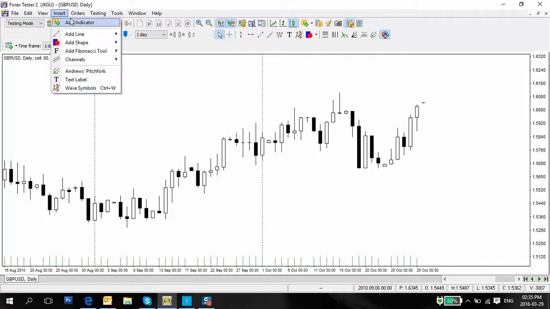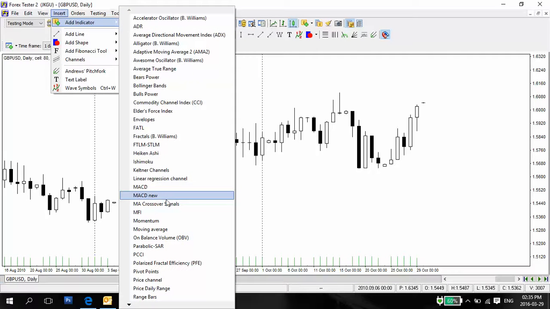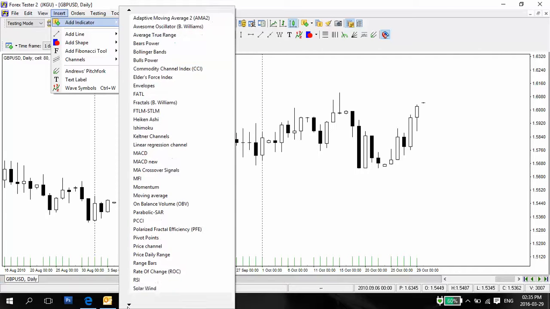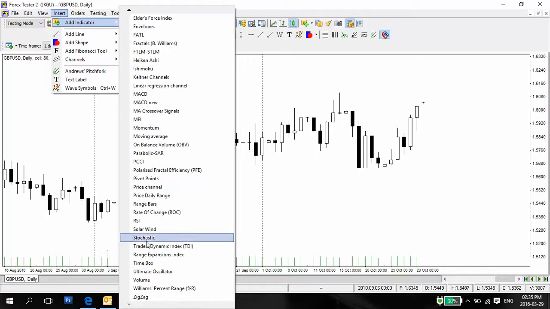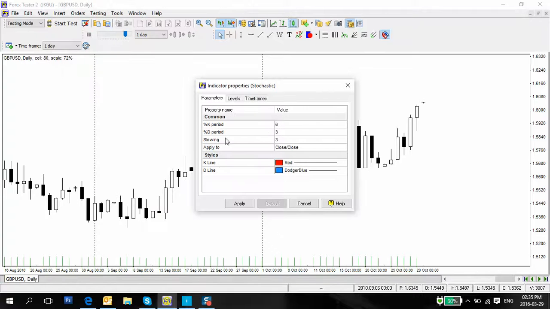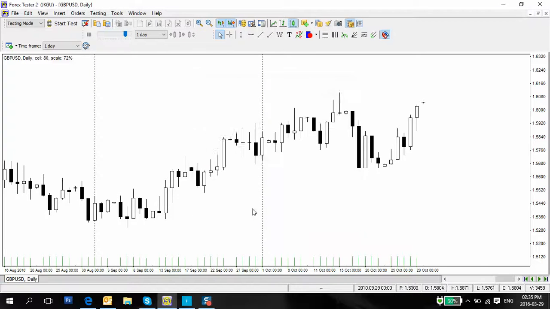Now you can obviously also add indicators, so all the indicators that you are familiar with, through whatever forex or trading platform that you're using, or however you like to approach the markets. If you're a fan of indicators, you can add them. So let's have a look at some popular ones. We can add the stochastic. 633 is fine. Let's add it on there.